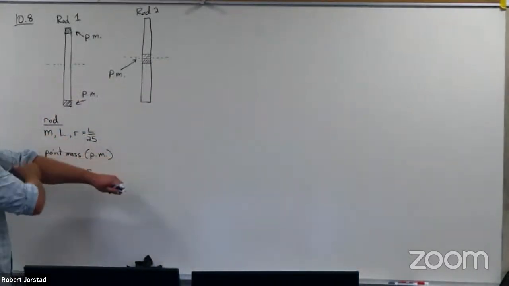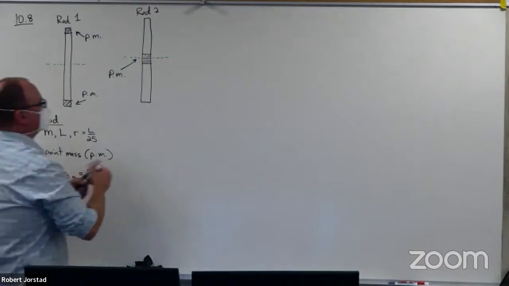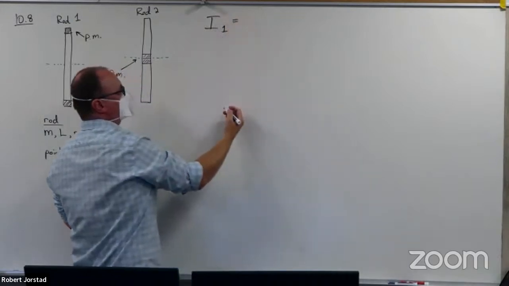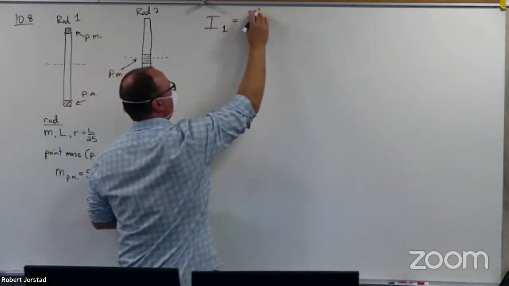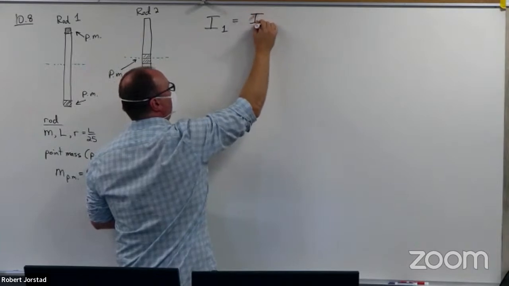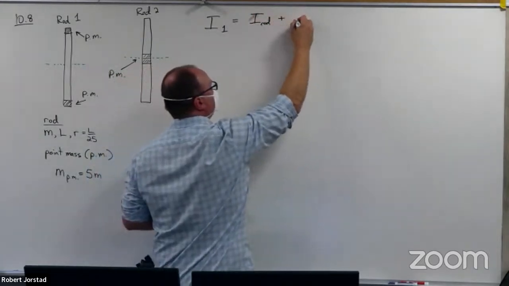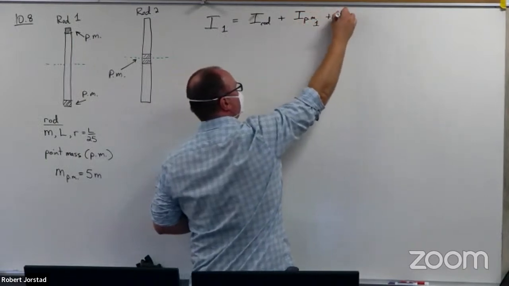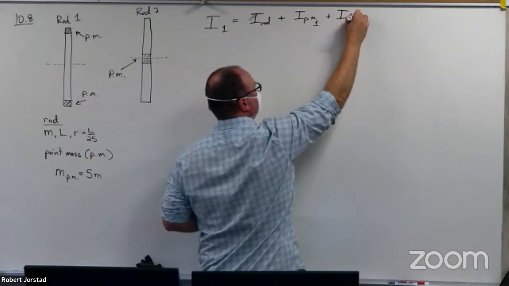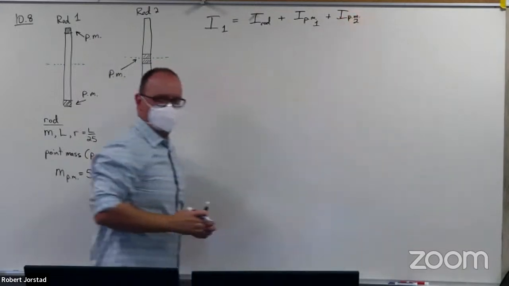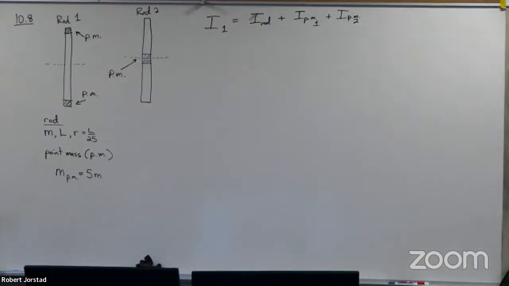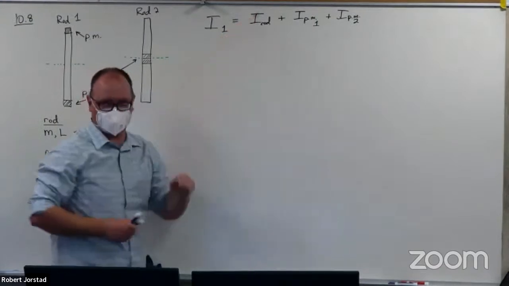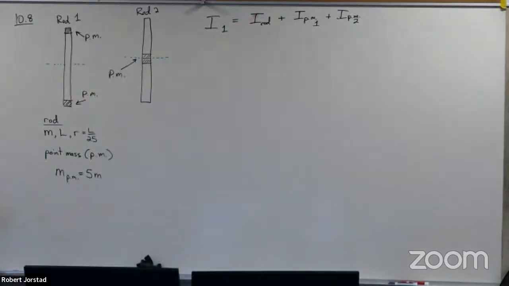Okay, so let's do this. Let's get the moment of inertia of object 1. Well, when I look at that, it's the moment of inertia of a rod plus the moment of inertia of point mass 1 plus the moment of inertia of point mass 2. Right? The total rotational mass, or moment of inertia, add up the moment of inertia for each object. Seems easy enough.